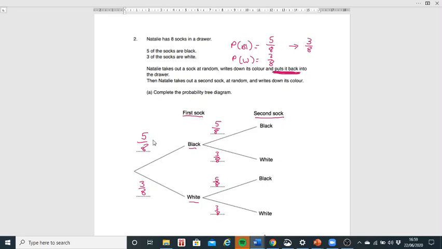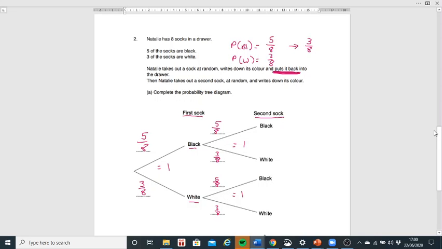Let's just check. Is 5/8 plus 3/8 equal to 1? Yes, it is. Yes, they are. Now this equals 1 doesn't have to be on the tree diagram. That's me just showing you what it's got to be.